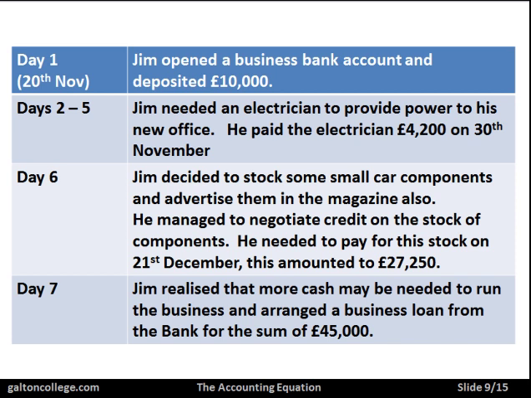So that's what we've got. He opens the business on the 20th of November with £10,000 in the bank. Then he employed an electrician, £4,200 on the 30th of November. Then he got some stock which he would sell in the magazine, and he owed £27,250 for that, which he had to pay on the 21st of December. And then finally he arranged a loan from the bank of £45,000. So let's see how this would work out in terms of a very simple structure.